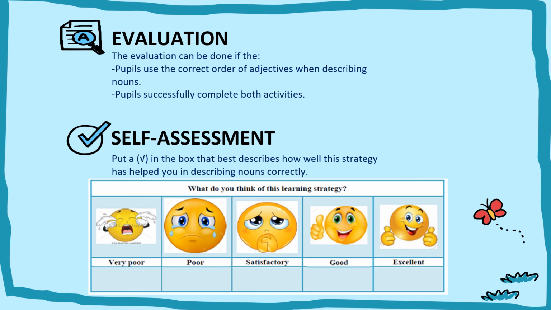The evaluation for this strategy can be done if the pupils use the correct order of adjectives when describing nouns correctly, and also when the pupils successfully complete both activities. And then the pupils do self-assessment. They are to put a tick in the box that best describes how well this strategy has helped them in describing nouns correctly.